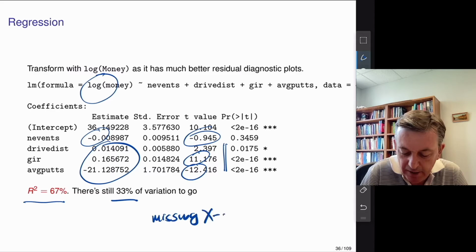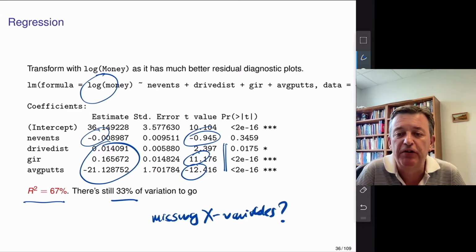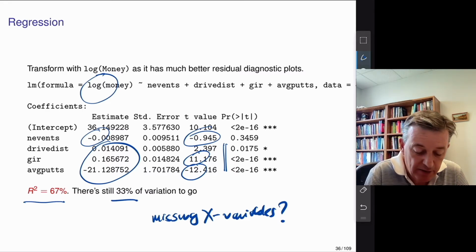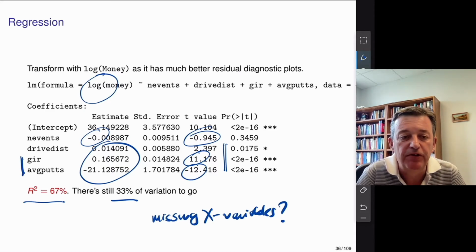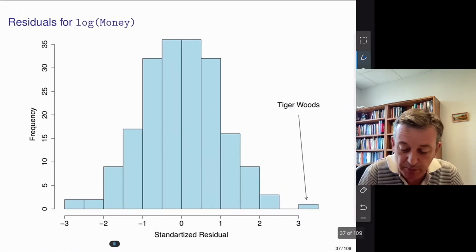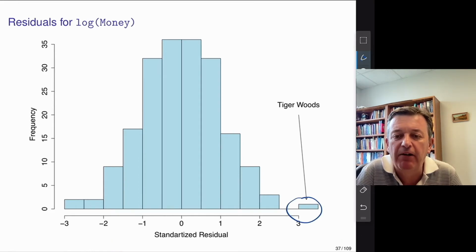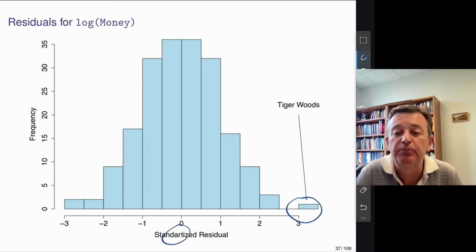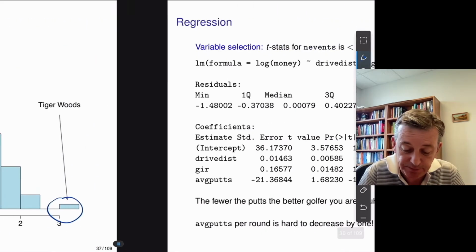So, as with all regressions, your conclusions are only as good as the data you put in. So, if you're missing variables or if there are other confounding variables, you need to spend some time thinking about that. But again, it made a lot of sense to me that really the two key variables were greens in regulation and average putting. But we'll see what happens when we update. And of course, now when we look at residuals, Tiger Woods is no longer the extreme outlier, but of course he's still 3 standardized. Remember, the key is to look at standardized residuals, not just pure residuals. We're still back in 2000, and he's still 3 standard deviations better than everybody else.